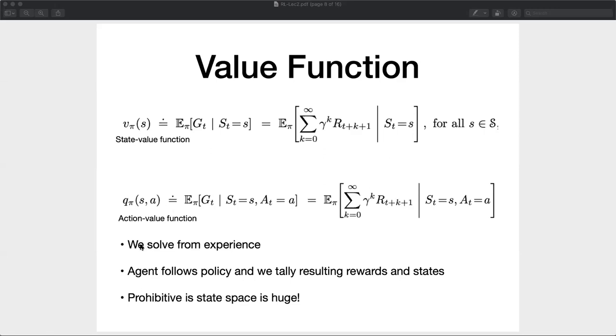And so how do we do it? We just solve it from experience. It's an expectation. It's an average over trajectories that follow that policy. So you just have the agent follow the policy, and we're just going to tally all the resulting rewards and states. Now, if the state space is huge, then you're going to need a lot of trajectories just to sample the state space appropriately. And so that can be prohibitively expensive.